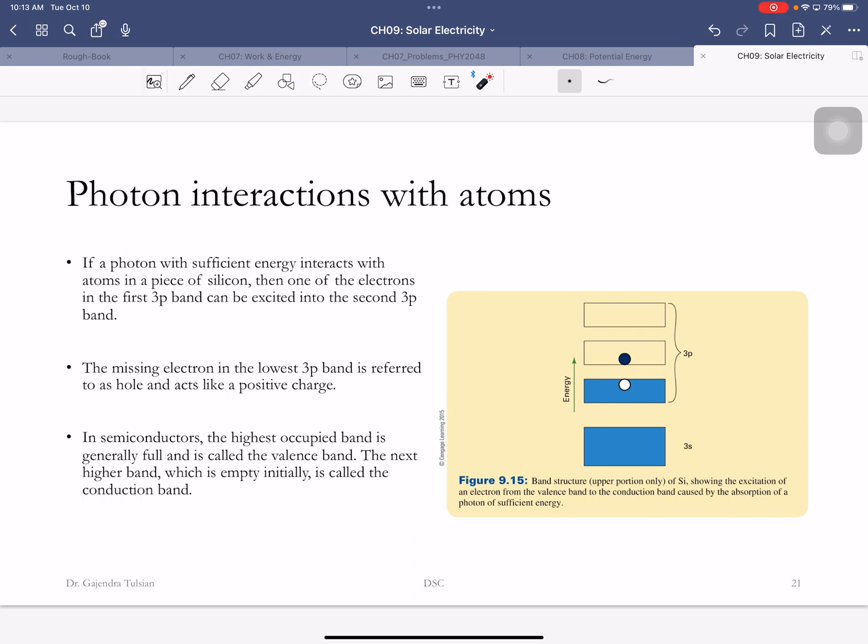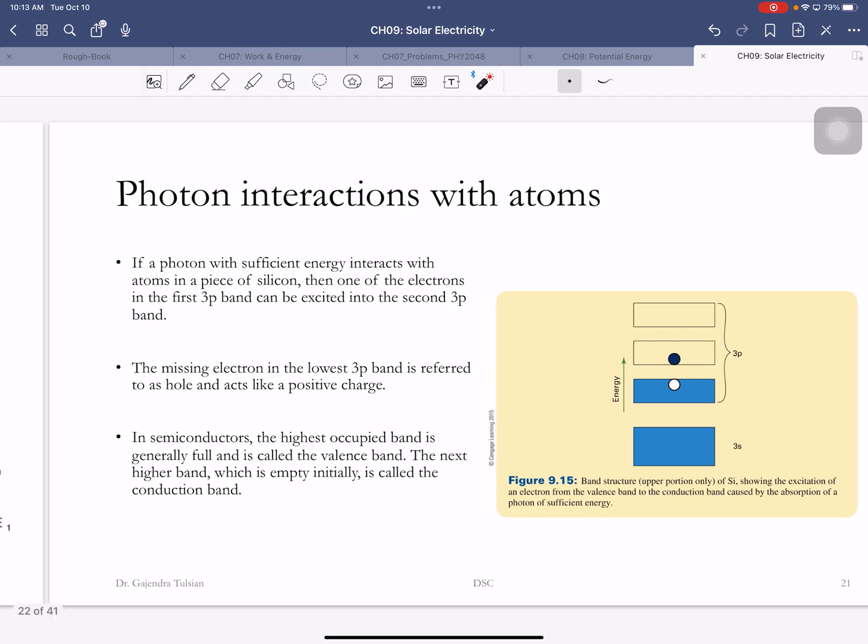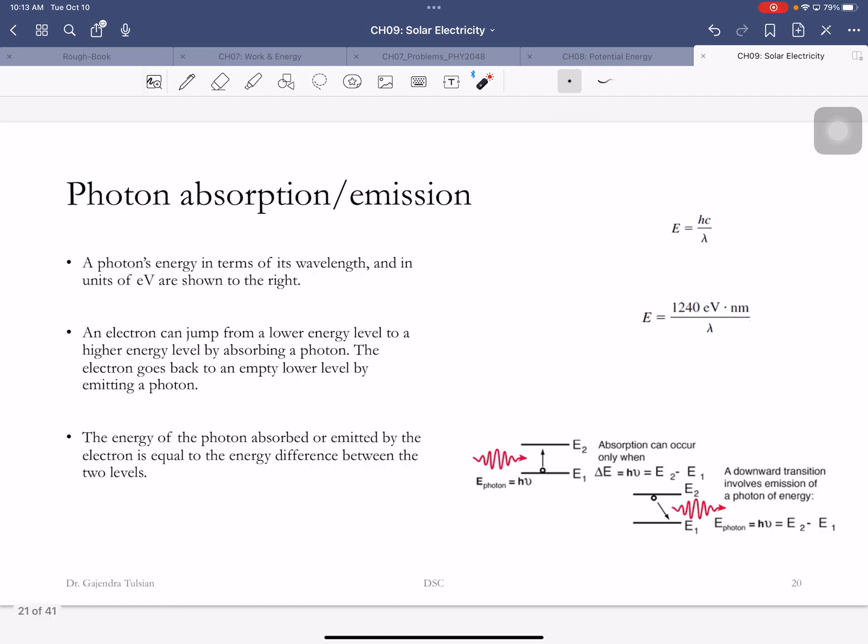Now the problem you want to listen carefully about is this guy will jump back within a billionth of a second, and you're trying to prevent that from happening. Okay? And use this electron to run your washing machine or whatever. Okay? All right, so let's talk about that.